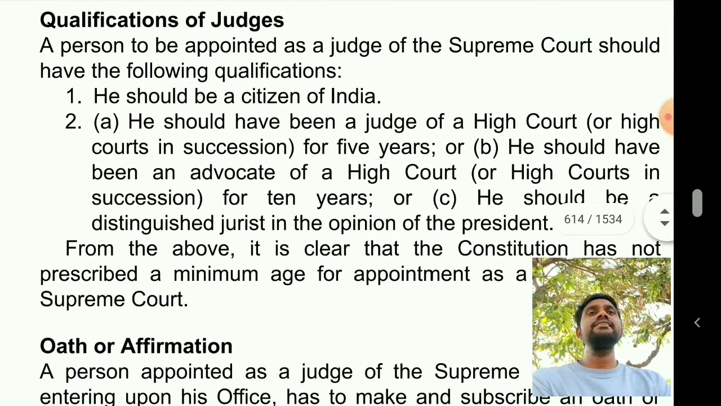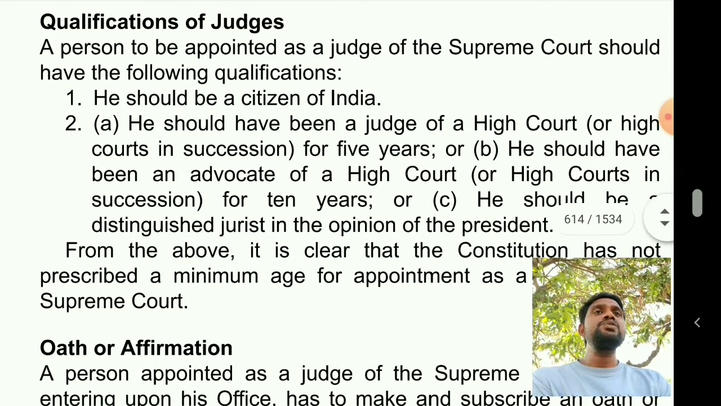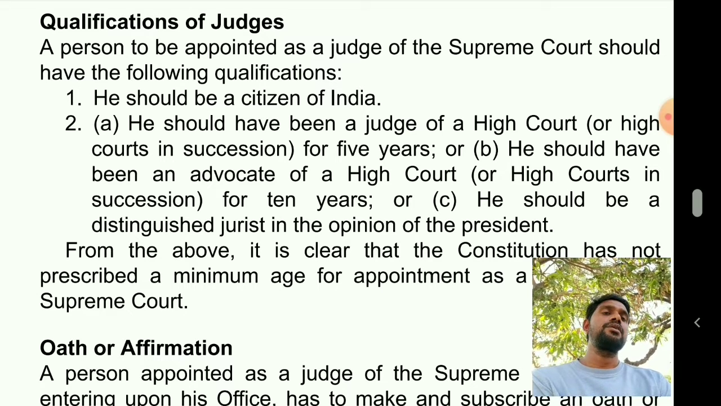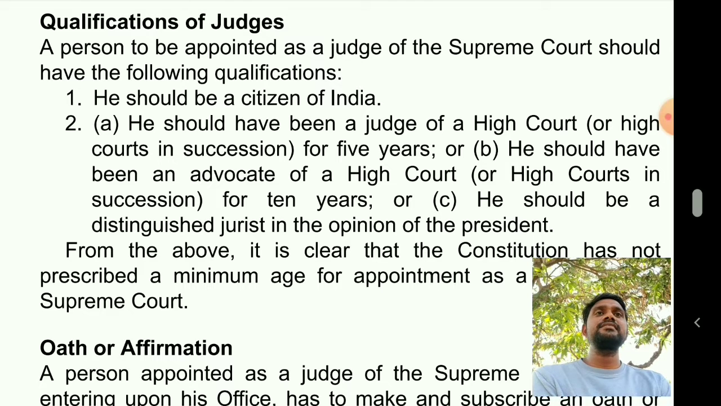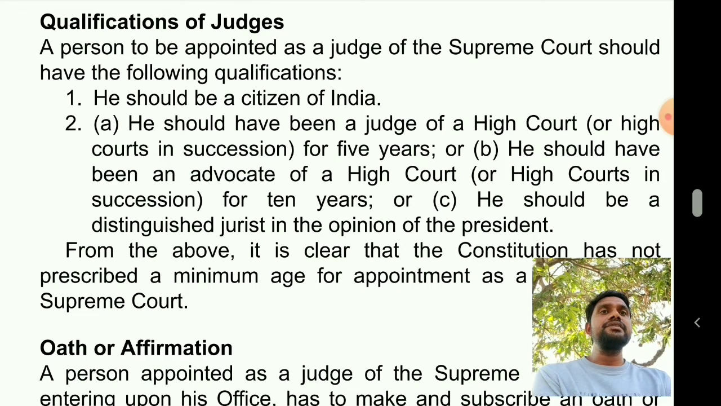So first, qualification of judges. A person to be appointed as a judge of the Supreme Court should have the following qualification. First, he should be a citizen of India. Second, he should have been a judge of a high court or high courts in succession for 5 years. Or he should have been an advocate of a high court or high courts in succession for 10 years. Or he should be a distinguished jurist in the opinion of the President.